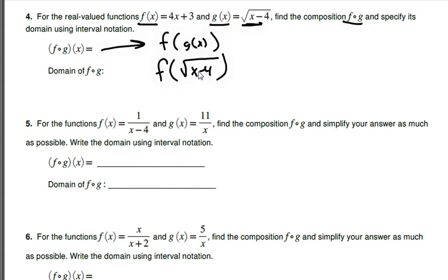It really helps, I think, to see what's going on, and it makes the process more likely to be free of errors. So now I have this expression, square root of x minus 4, and I'm just going to plug that in every time I see an x, which happens to be just once. So here we go, 4 times the square root of x minus 4, plus 3.